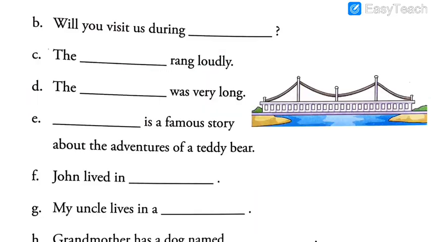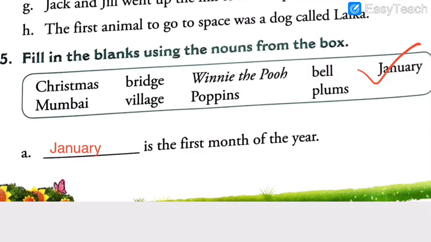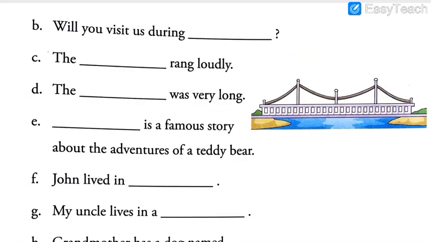Now moving on to sentence B. Will you visit us during dash? Obviously, during when? Time is asked. So can you say, will you visit us during bridge? No. Will you visit us during village? No. Can you say, will you visit us during Christmas? Yes. This could be the correct option. Will you visit us during Christmas?